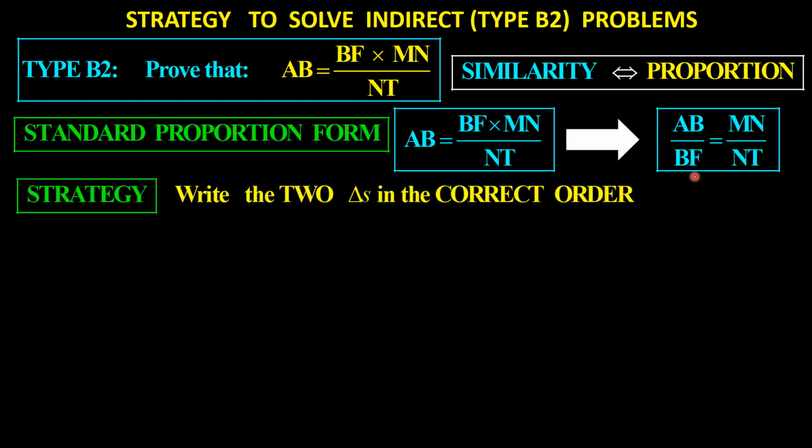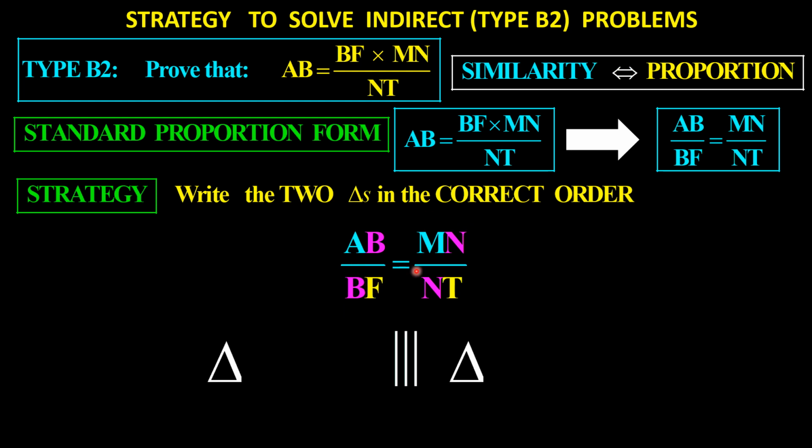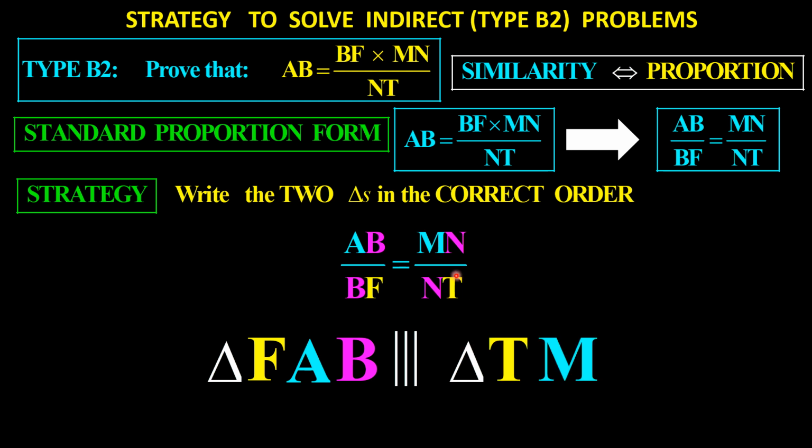Once we have that, we can write the triangles in the correct order. There's AB over BF and MN over NT. I've color-coded just to let us follow. So I have ABF, that's going to be FAB, easy, FAB. There I have MNT, very quick, that's going to be TMN, N must come at the end. And now we're ready to do that. This type B2 is just one step different. You just write it in that form, and then you follow exactly the same procedure that we followed in B1.